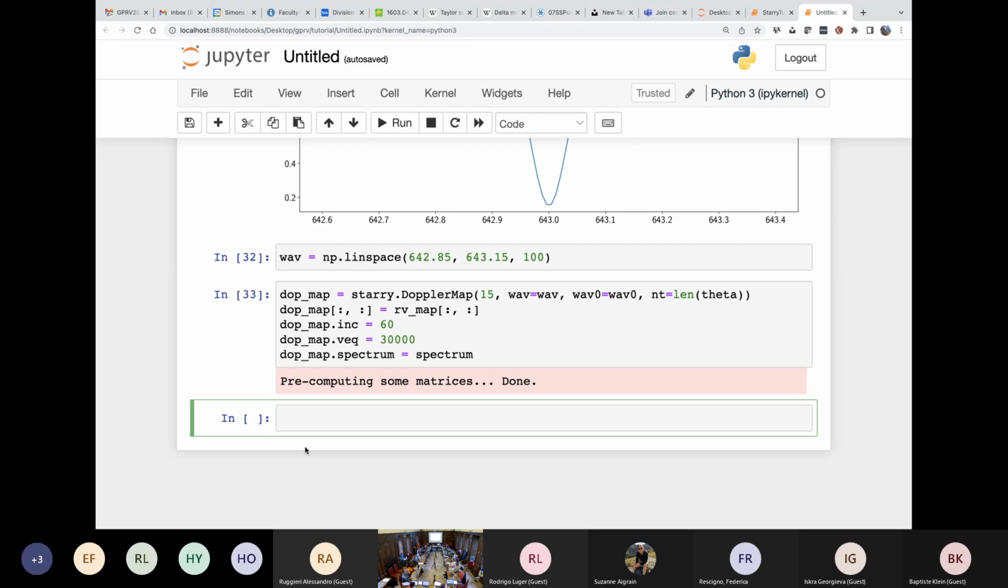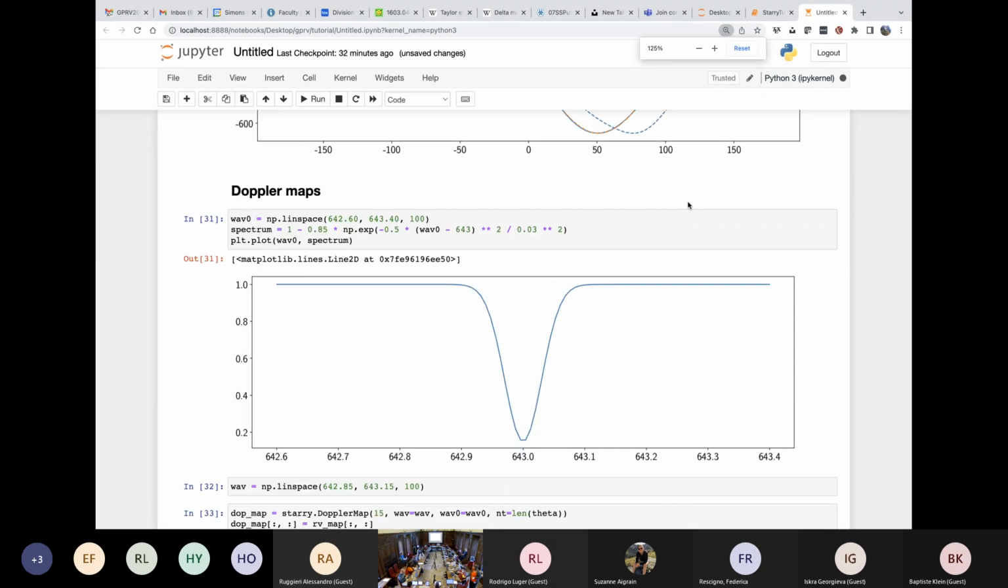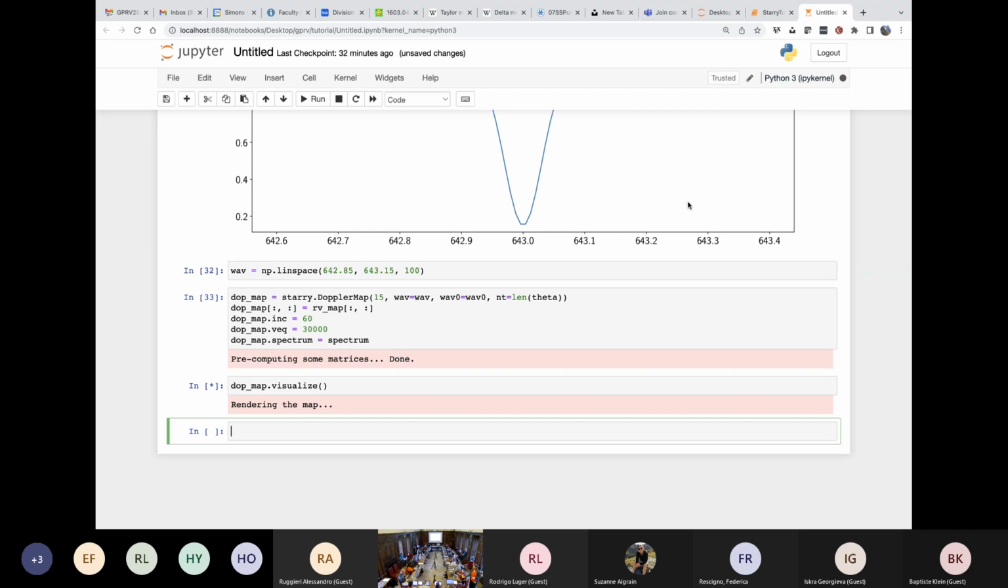Were people able to instantiate this map? Good to compile? Some people are nodding. Good. The first thing you can do, the cool thing, so I spent a lot of time with Doppler maps. There's this cool visualize function. I'm actually going to zoom back out. If you just copy and paste the code underneath.